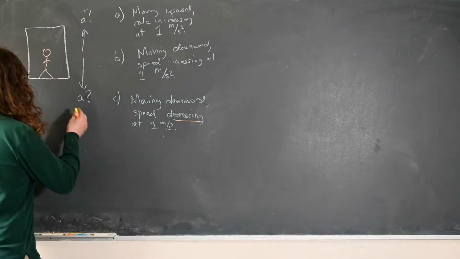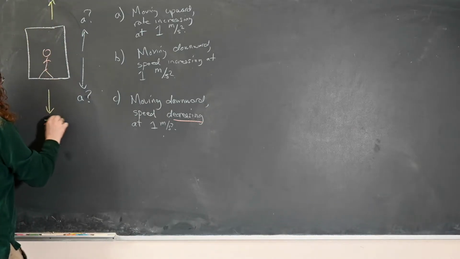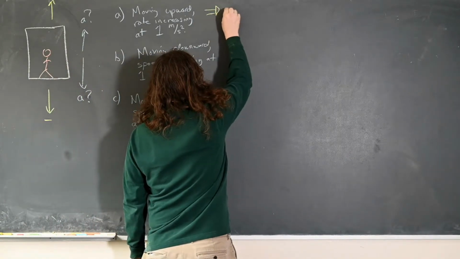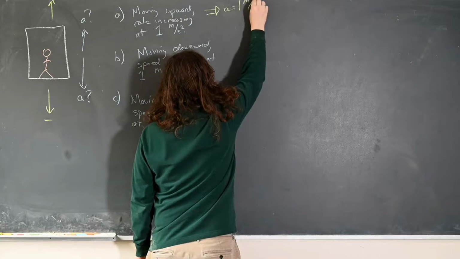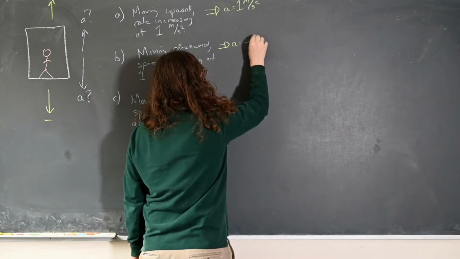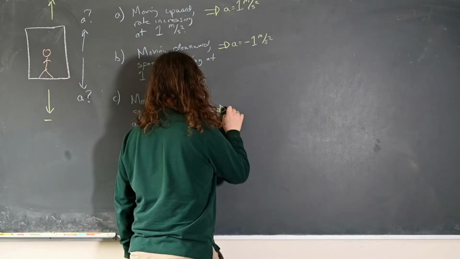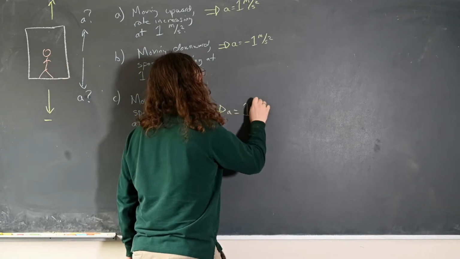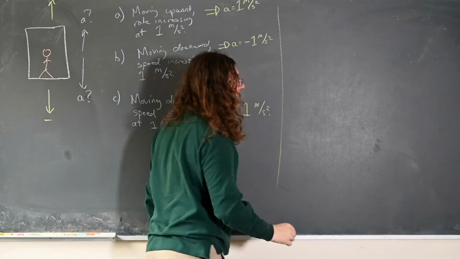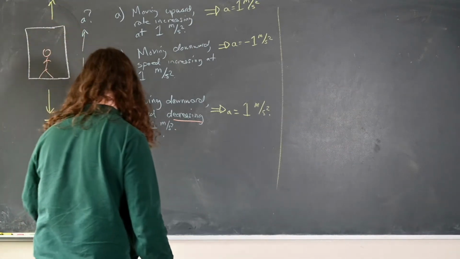So if we choose our conventional coordinate system, where that direction is positive and this direction is negative, then the acceleration here is 1 meter per second squared, positive. The acceleration here is minus 1 meter per second squared, because that's down. And here again, the acceleration is 1 meter per second squared. So that's the diagram, that's the cartoon, thinking about the acceleration.